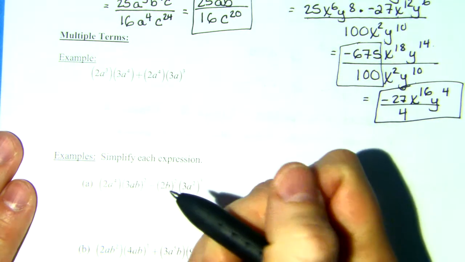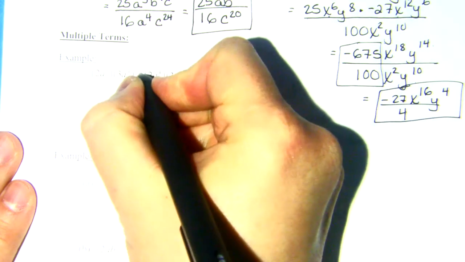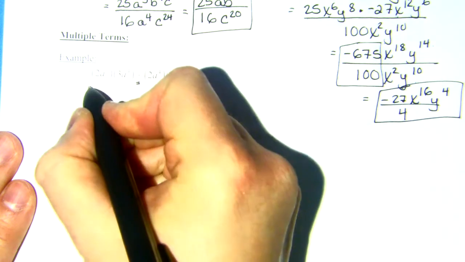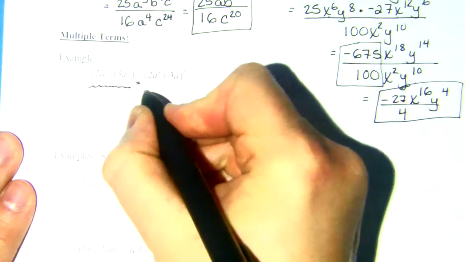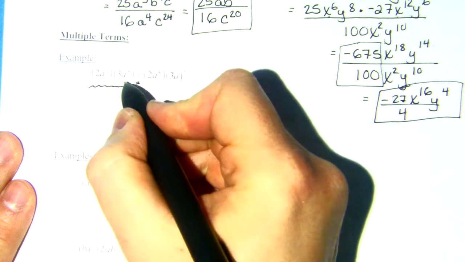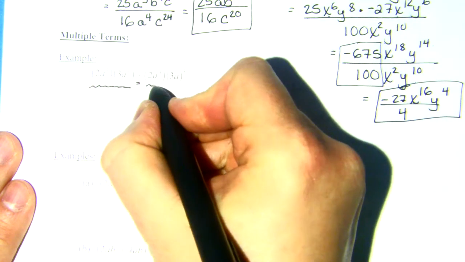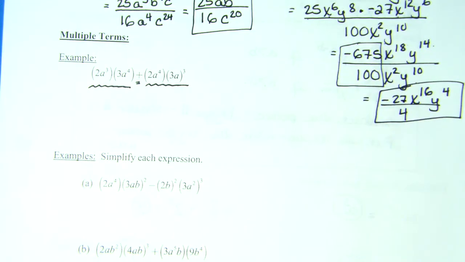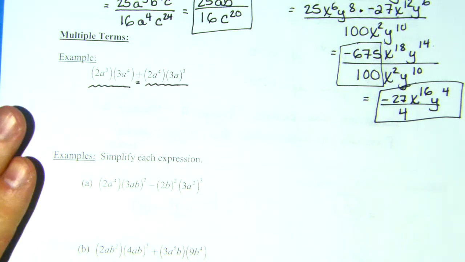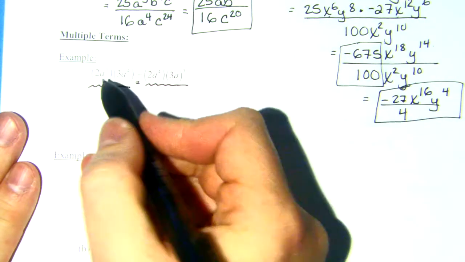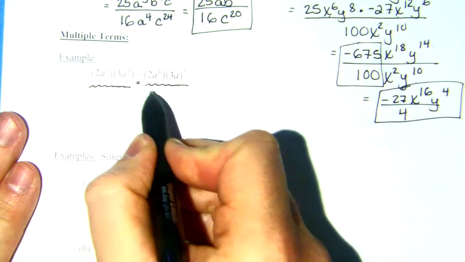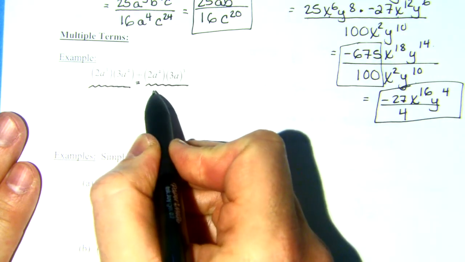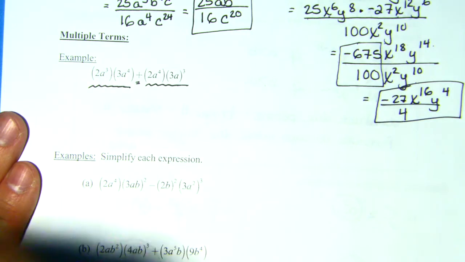And notice, unlike the other problems we've dealt with, we have a plus in the middle, which means I have two separate terms here. I have 2a cubed times 3a to the fourth, and then I have 2a to the fourth times (3a) cubed. So I need to try to simplify this. The way we're going to do this is simplify the first term, simplify the second term, and then see where we end up.